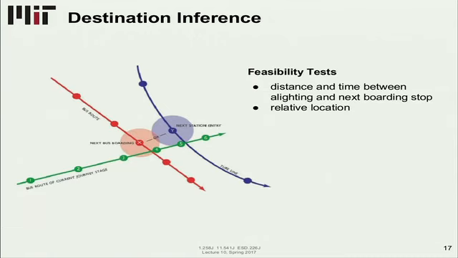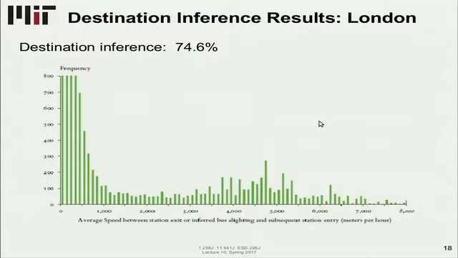All right, so there are some tests. So we talked about distance. Time is another one. So there's different ways of looking at this. In London, when Jay Gordon did this, he got an inference rate of about 75%.